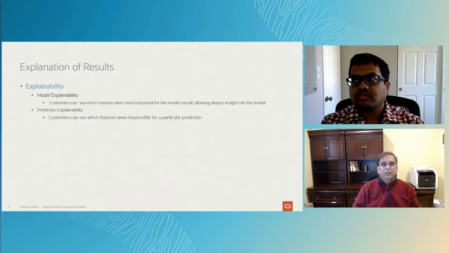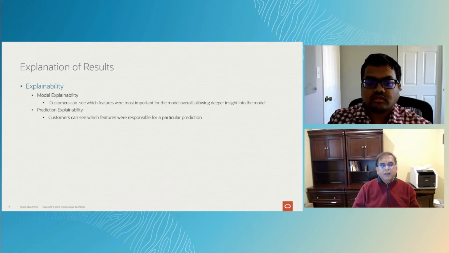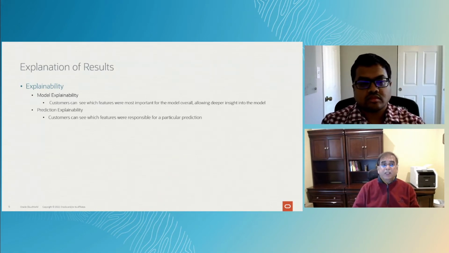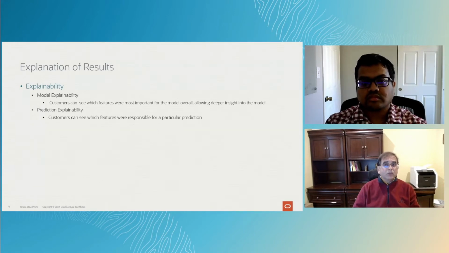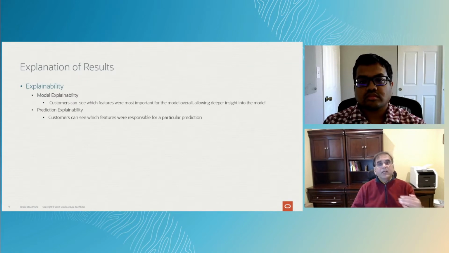One other thing I want to mention is the explainability part. As I said earlier, we provide both model explainability as well as prediction explainability. For model explainability, essentially, it will give the customer an ability to see which feature was most important for the model. Thereby, you can get a deeper understanding of why the model behaved the way it behaved. From a prediction explainability standpoint, customers can see which features were important for a particular prediction, not the entire model, but just their particular prediction.